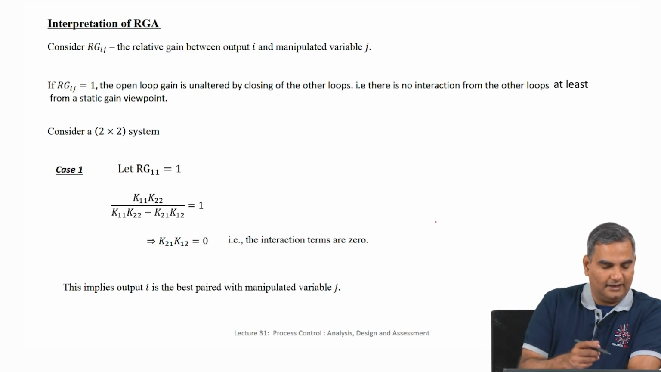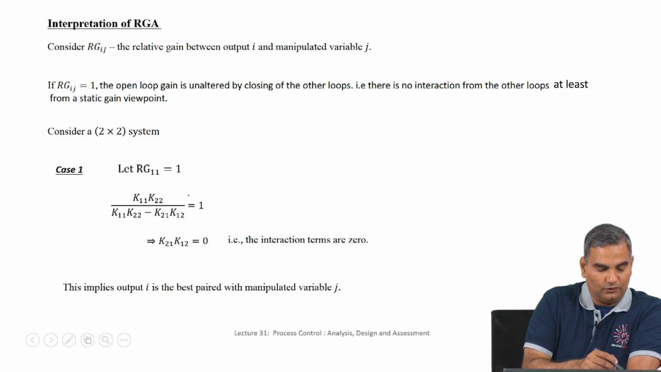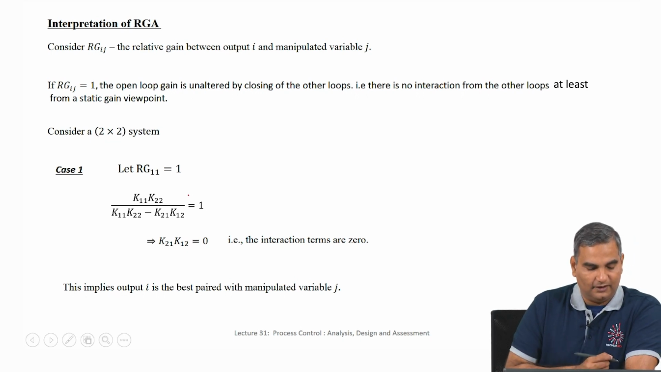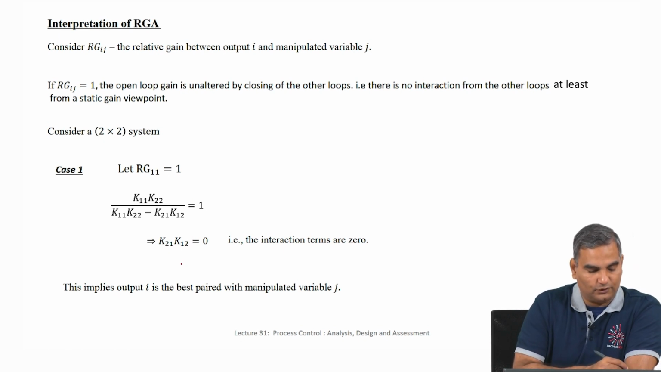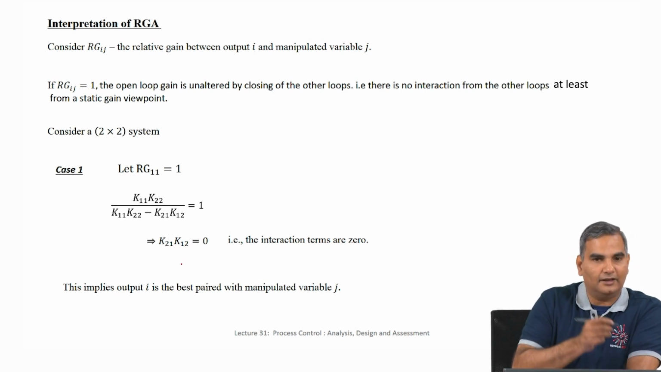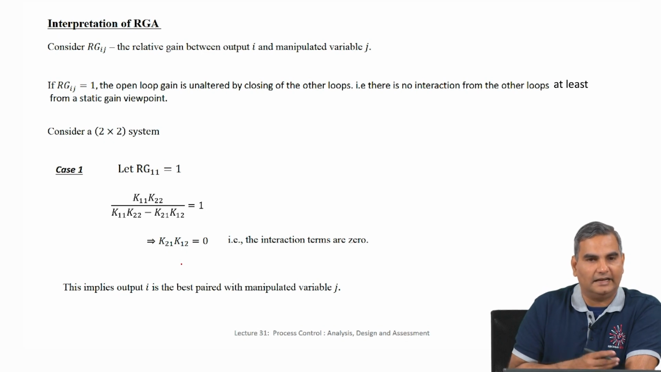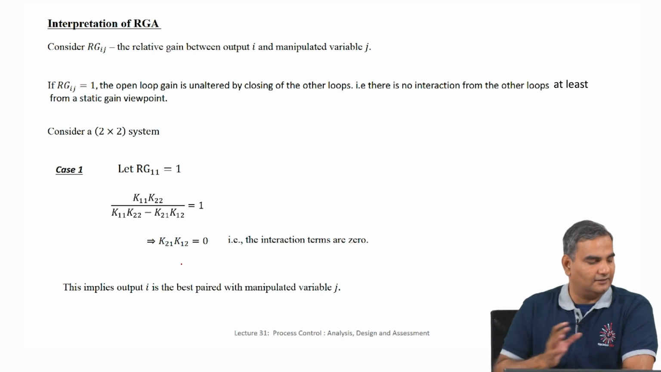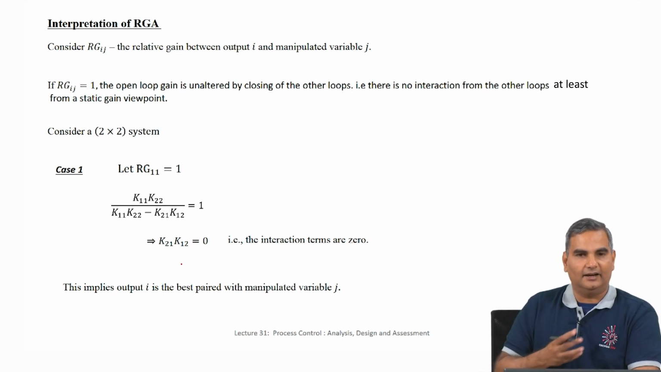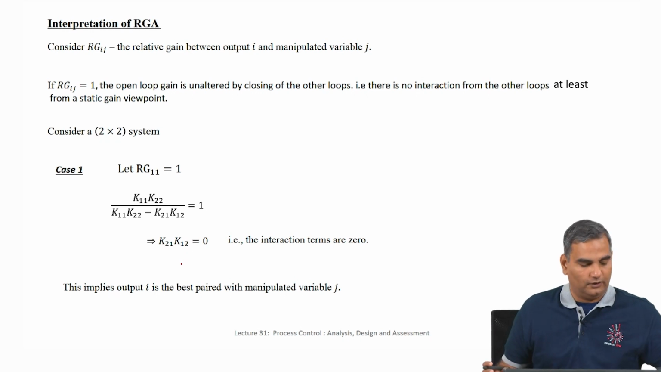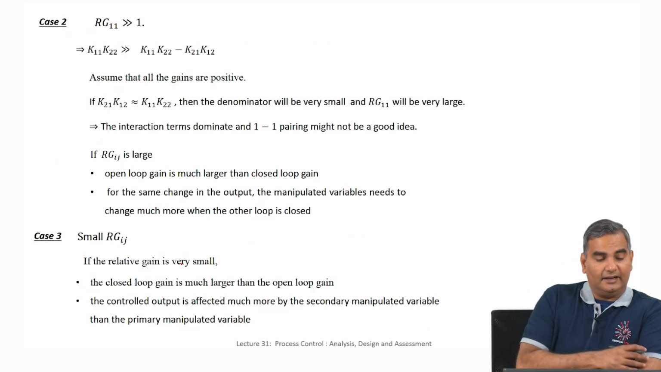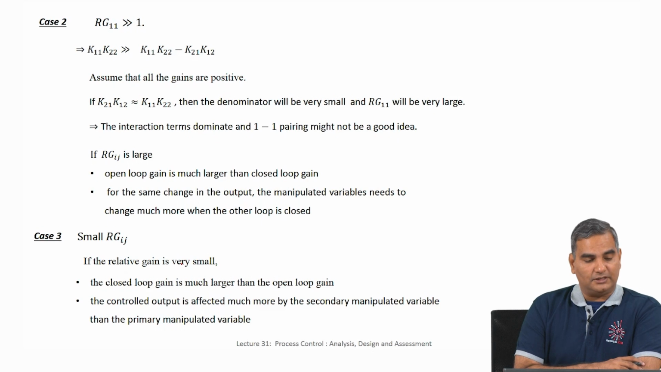If you set that relative gain 1 1 term to 0 and see the effect, it says the interaction term should go to 0. There should be no interaction, only then will you get a perfect 1. If there is slight interaction, you will not get 1. But as a limiting case, you understand that a relative gain of 1 is the best, and that will come out if you have 0 interaction. Now, if the relative gain is much greater than 1, okay.